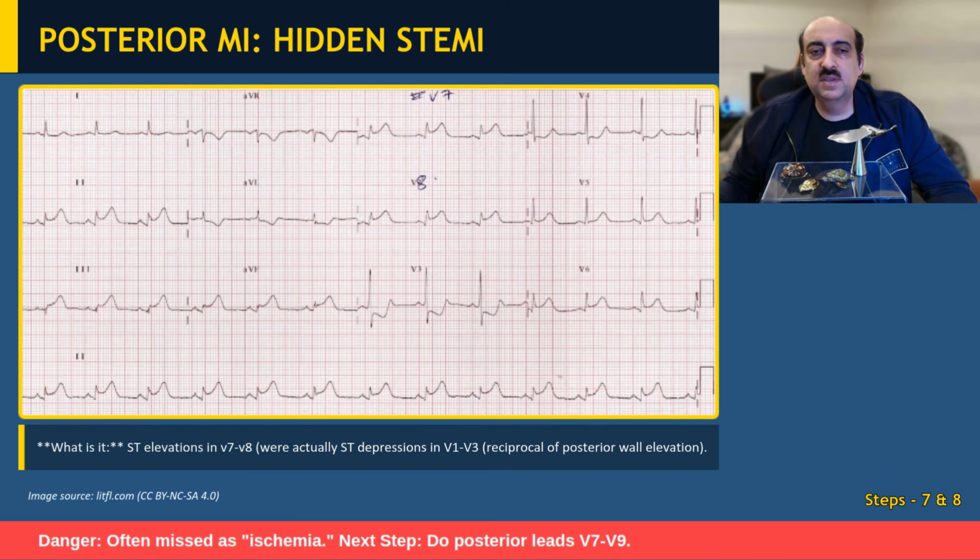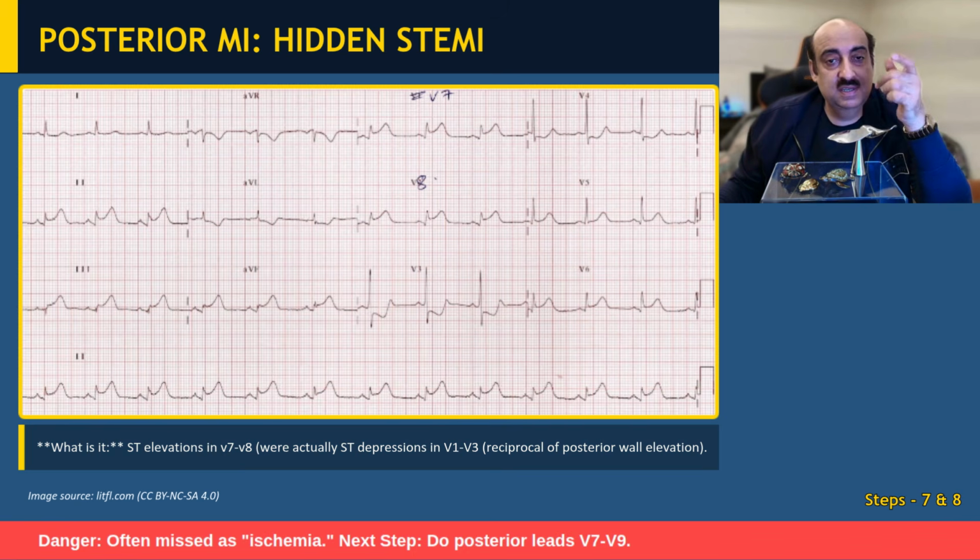Now this is a really interesting and important one, posterior MI. So if you look at the ECG, there is clear ST elevation in the deliberately posteriorly placed leads, V7 and V8, which were originally V1 and V2. And the clue to that is, if you look at V3, there is a clear ST depression, which was originally the case in V1 and V2 as well.